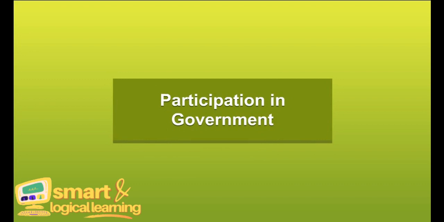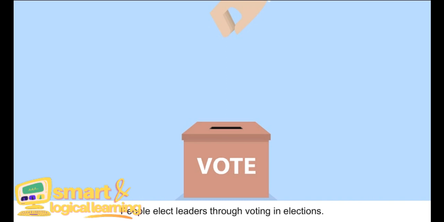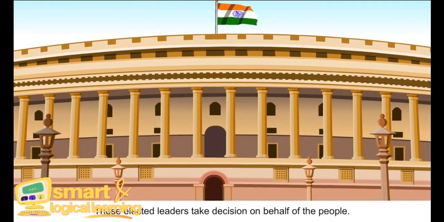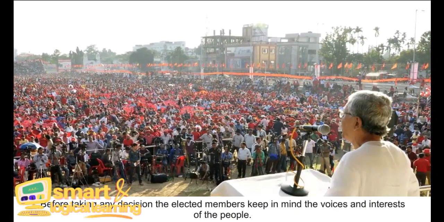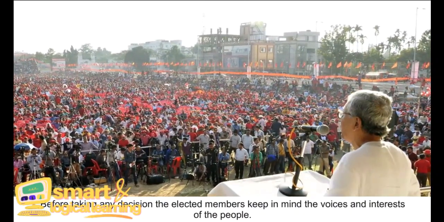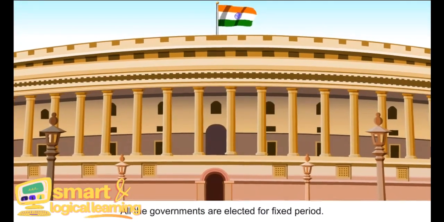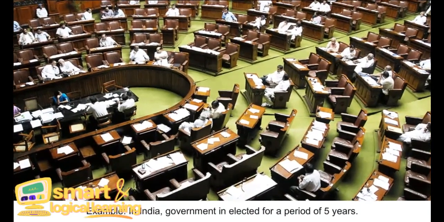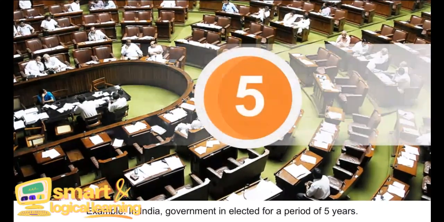Participation in government. People elect leaders through voting in elections. These elected leaders take decisions on behalf of the people. Before taking any decision, the elected members keep in mind the voices and interests of the people. All the governments are elected for a fixed period. For example, in India, government is elected for a period of 5 years.